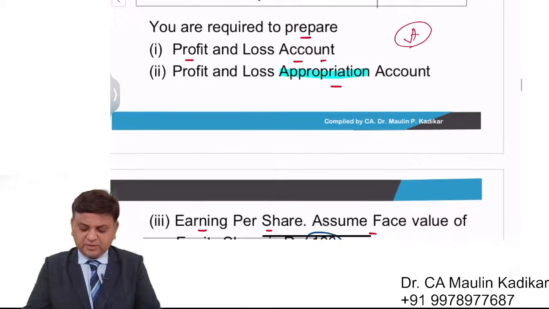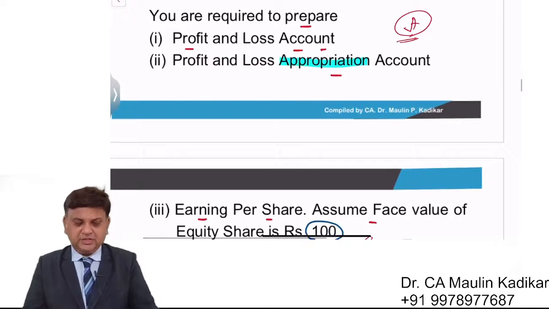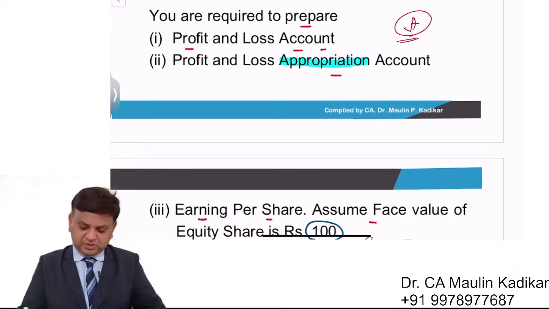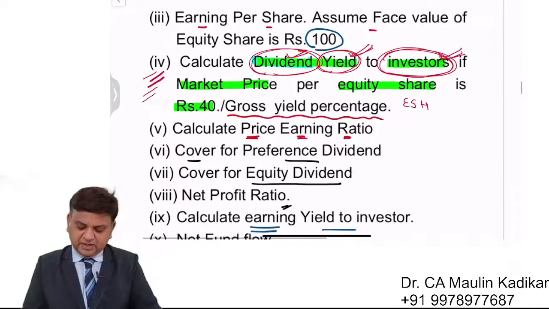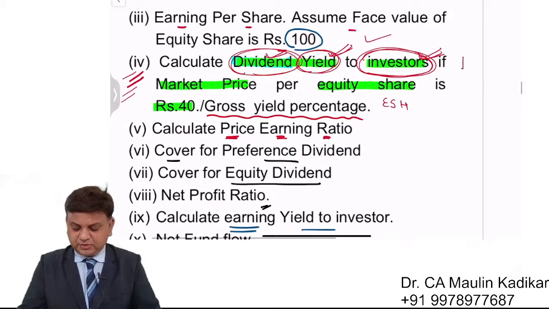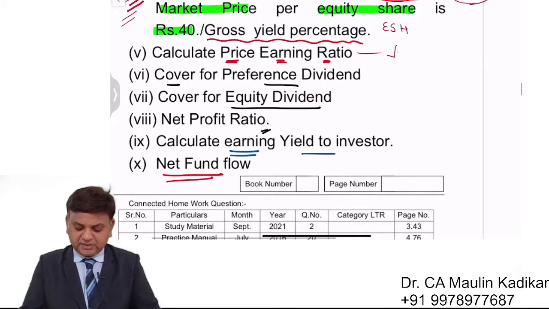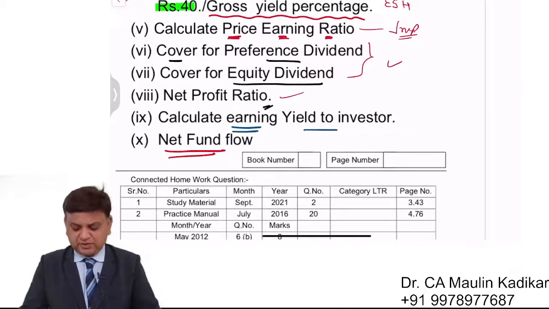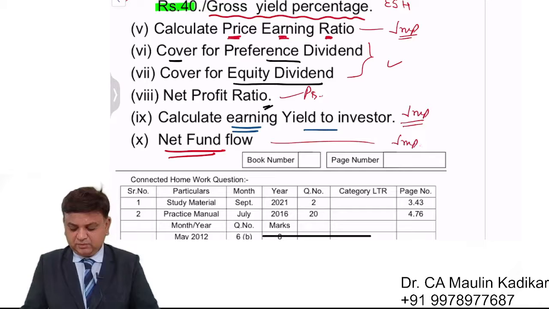This is an important question in which there is a combination of a number of ratios: P&L account, P&L appropriation, earning per share. This was an important, very much new one. Dividend yield, price earning ratio, important. Cover for preference dividend and equity dividend, again a new ratio. Net profit ratio is a simple profitability ratio. Again, earning yield, net fund flow. These are important questions.